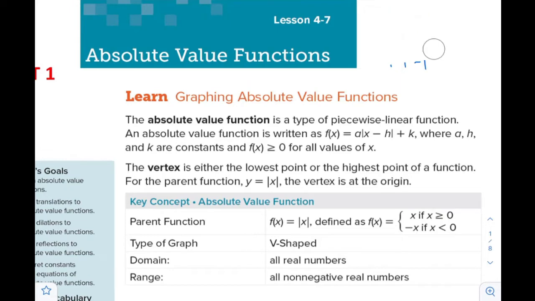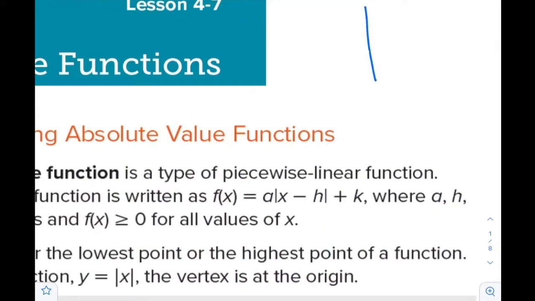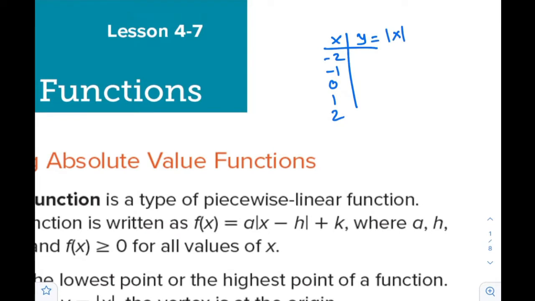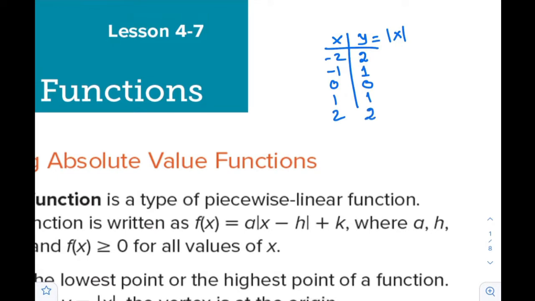If we try to graph this absolute value, let's make a table. This is x and this is y. We will take a couple of points: -2, -1, 0, 1, 2. If you assume that the absolute value is your y, then the absolute value of -2 is 2. Absolute value of -1 is 1. Absolute value of 0 is 0. Absolute value of 1 is 1. Absolute value of 2 is 2.